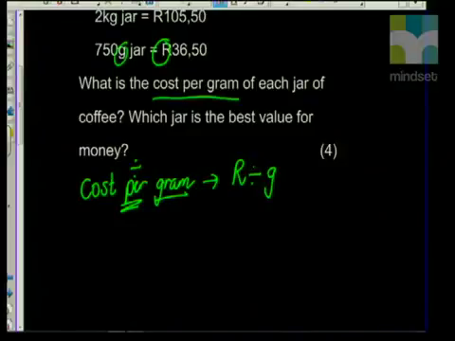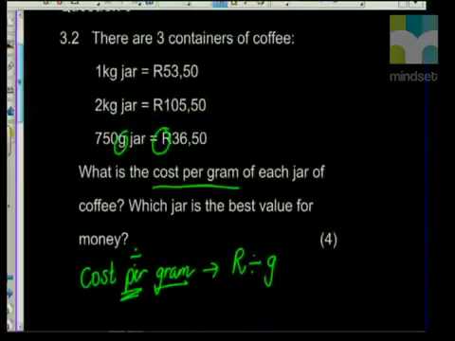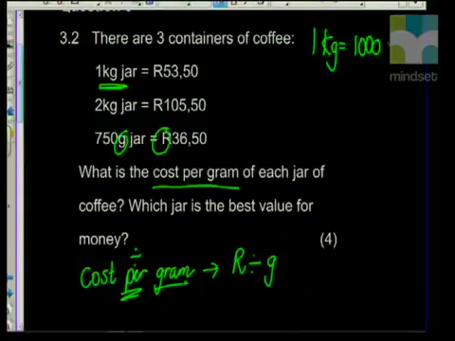What you will notice though is that not all of these are in grams. So therefore I need to look and see that 1 kg is not in grams. So I need to say 1 kg, which should be stored in my head as well, is equal to 1,000 grams. Therefore, in this situation, 1,000 grams is equal to 53 Rand 50.